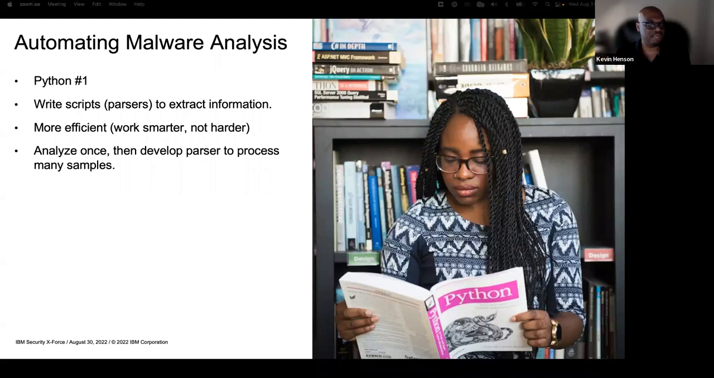So I like developing the parsers and I like analyzing the malware. So I've got the best of both worlds, being kind of like a developer and a reverse engineer at the same time.